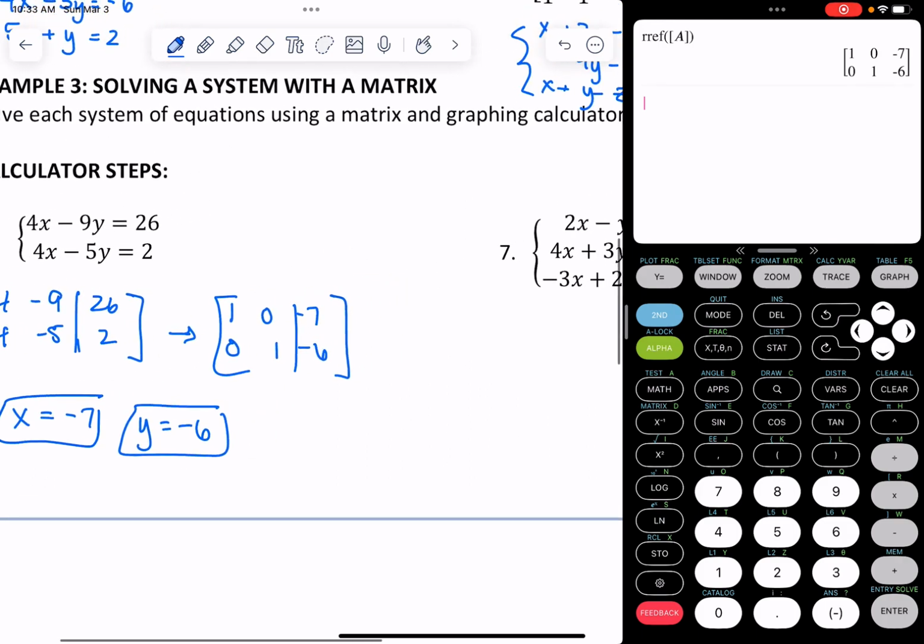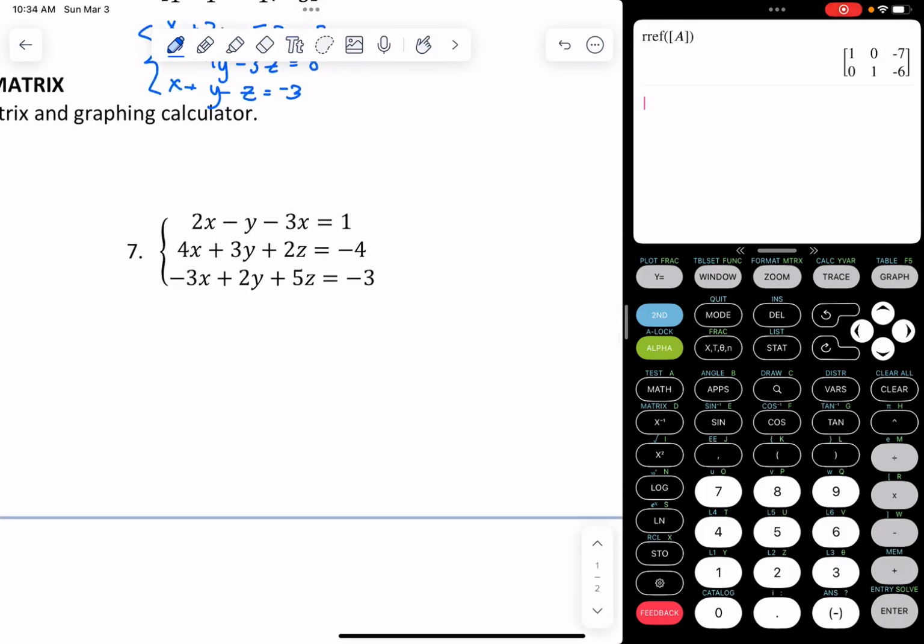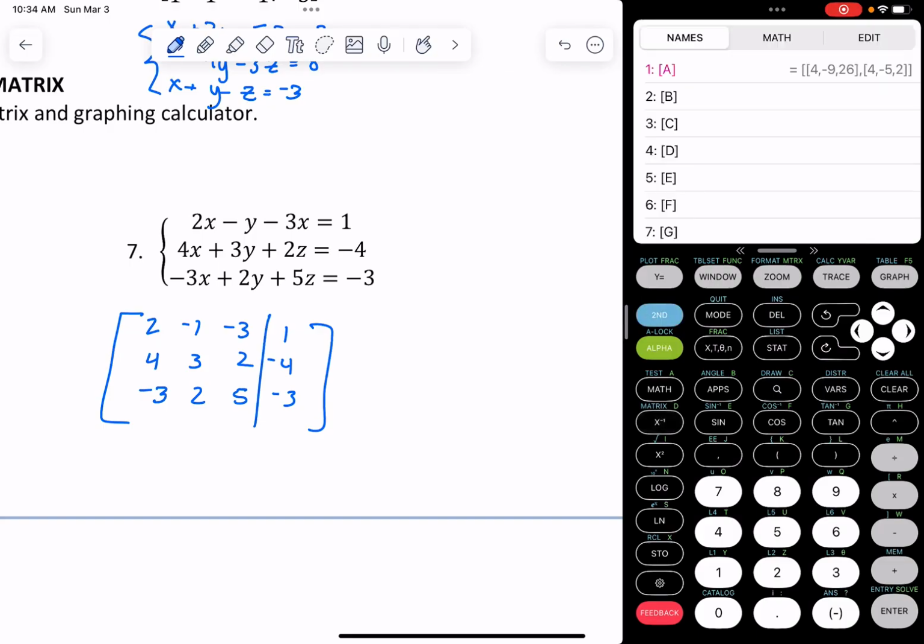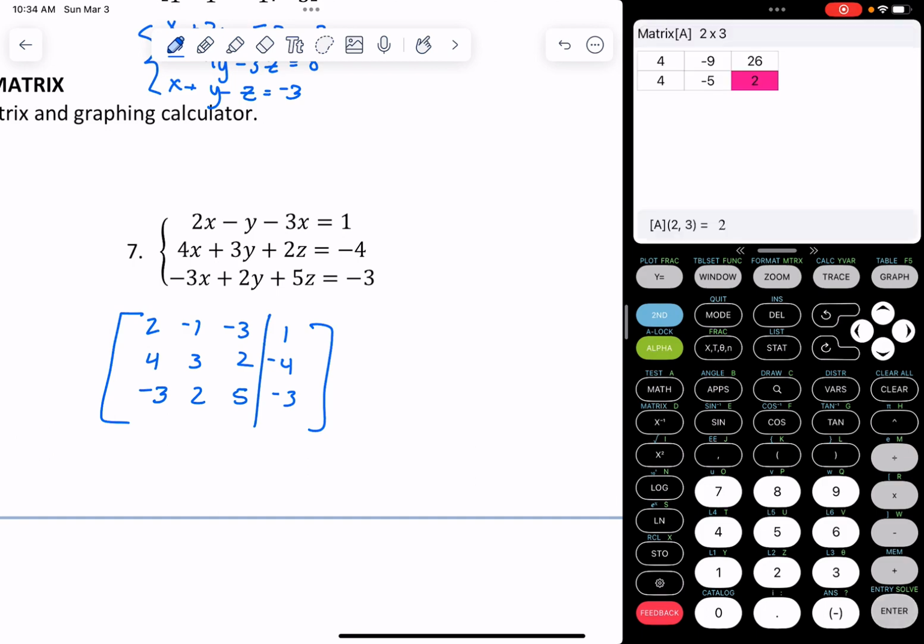That's, as far as work goes, what I want to see. For this last one, again, convert this to a matrix. So 3 variables: 2, -1, -3, 1. Then 4, 3, 2, -4. And then -3, 2, 5, -3. Let's type that in. Second matrix, and let's edit A again. This is a 3 by 4. Sorry if you hear my dog barking. So 2, -1, -3, 1, 4, 3, 2, -4, -3, 2, 5, -3.